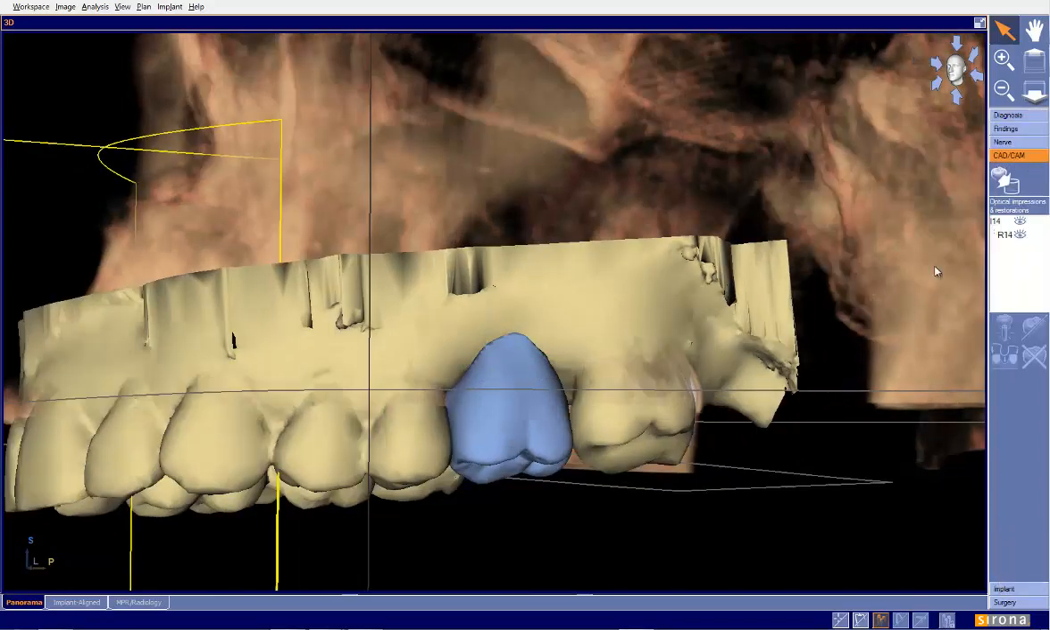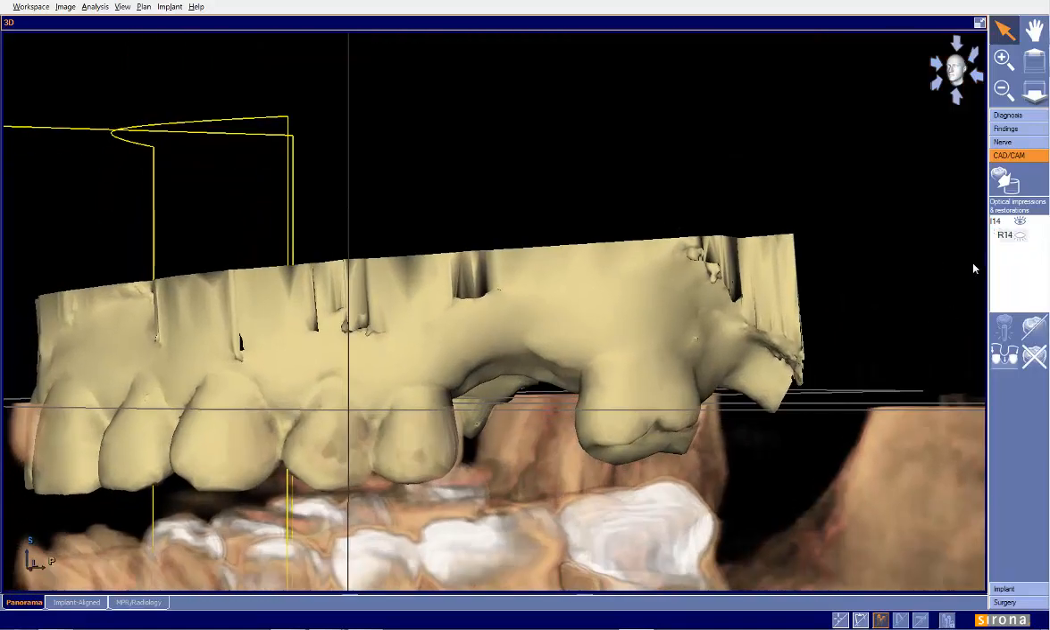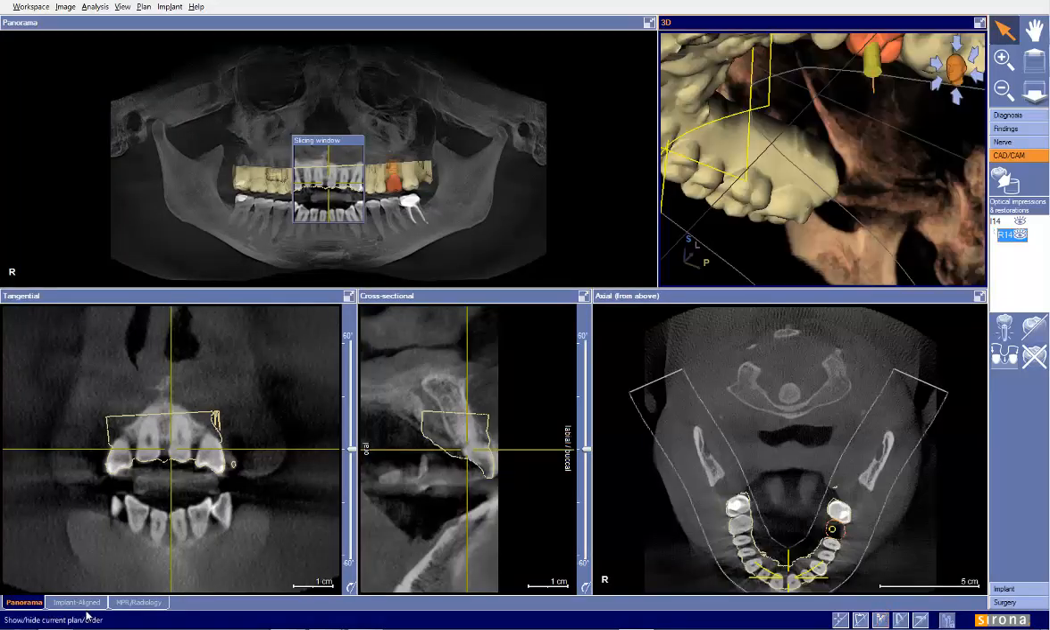So let's actually just take a closer look at that. I'll remove the restoration. So yes, we can see here that our restoration is drawn. So here's where I would have drawn my restoration margin right here on this. And where we actually drew it was up here. So we can see there's probably about a 2 millimeter extension there. So now let's go ahead and take a look at the implant plan.